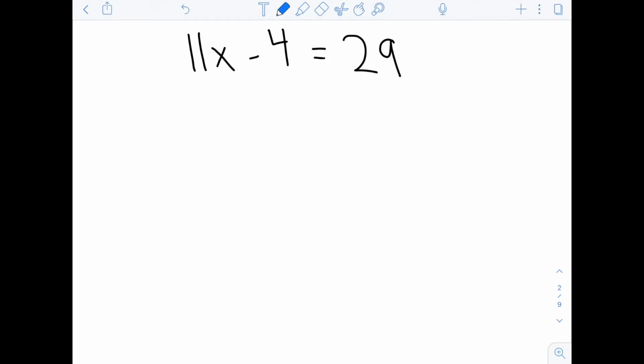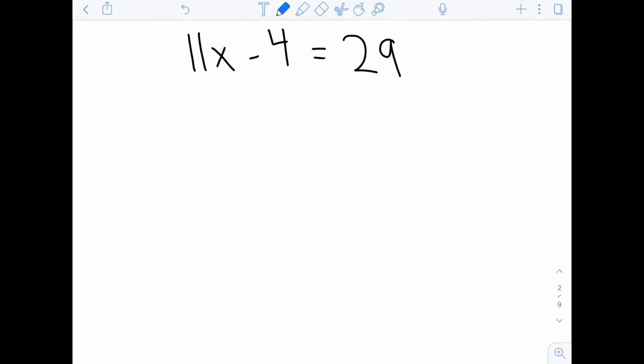To solve a multi-step equation, we have to simplify each side of the equation if necessary, and then we're going to use inverse operations to isolate the variable. By isolate the variable, I mean that we want x on its own. So to get x on its own, we have to get rid of that -4 and 11.